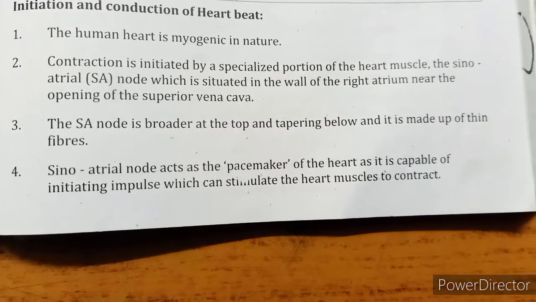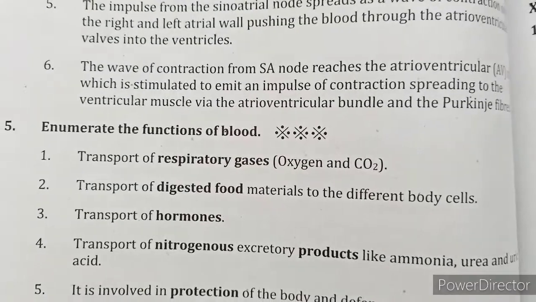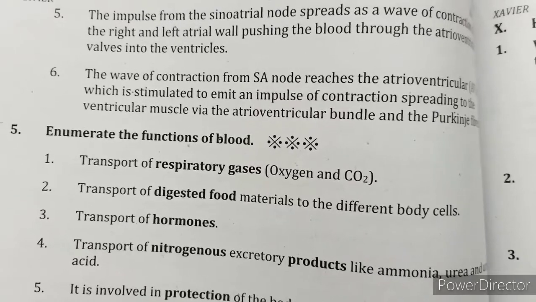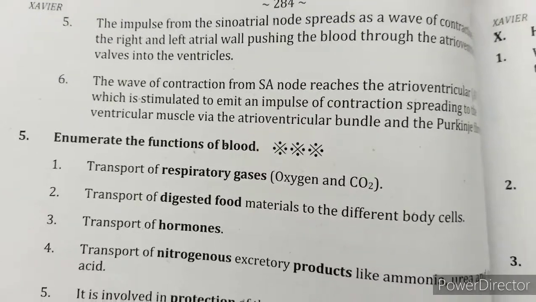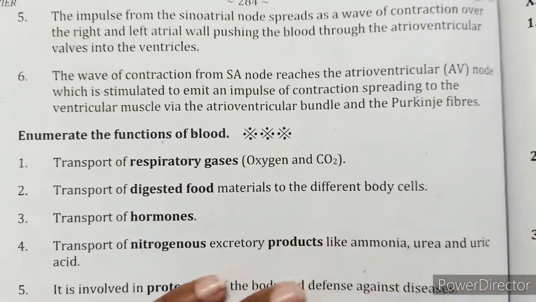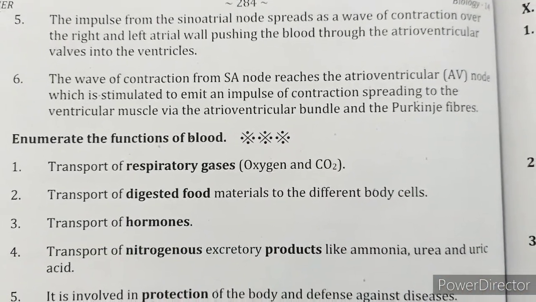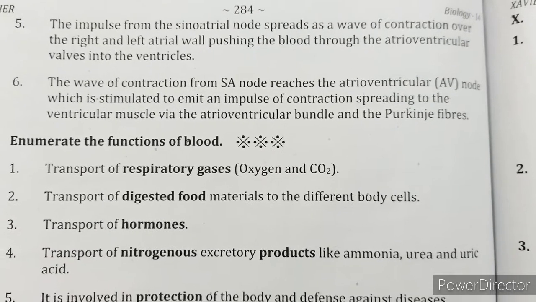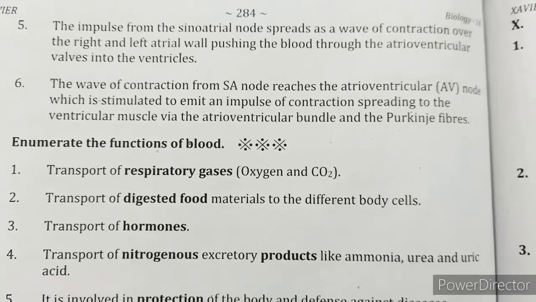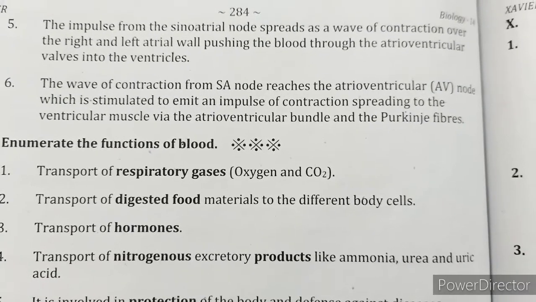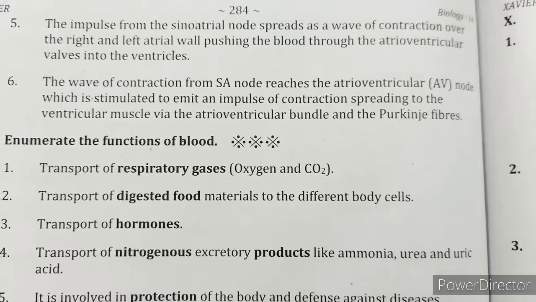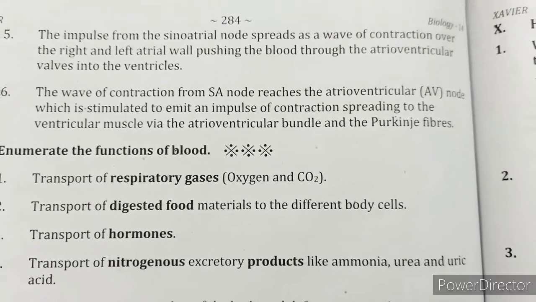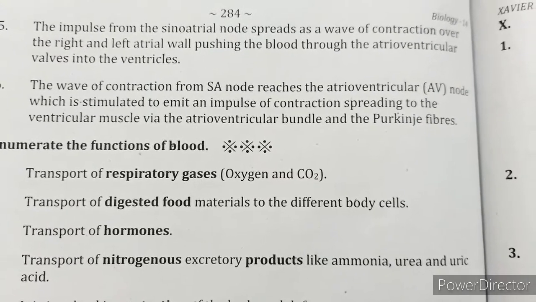It is capable of initiating an impulse which can stimulate the heart muscle to contract. The impulse from the sinoatrial node spreads as a wave of contraction in the right and left atrial wall, pushing the blood through the atrioventricular valves into the ventricles. The wave of contraction from the SA node reaches the atrioventricular AV node, which is stimulated to emit an impulse of contraction spreading to the ventricular muscle via the atrioventricular bundle and the Purkinje fibers.